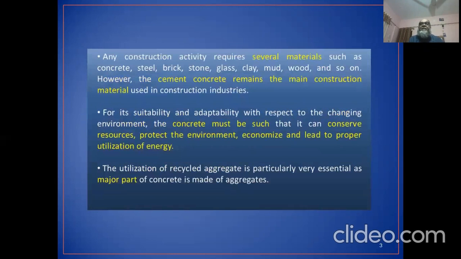Any construction activity requires several materials such as concrete, steel, brick, stones, glass, clay, mud, wood, and so on. However, cement concrete remains the main construction material used in the construction industries. For its suitability and adaptability with respect to the changing environment, the concrete must be such that it will conserve resources, protect the environment, economize, and lead to proper utilization of energy. The utilization of recycled aggregate is particularly essential as a major part of concrete is made of aggregates.